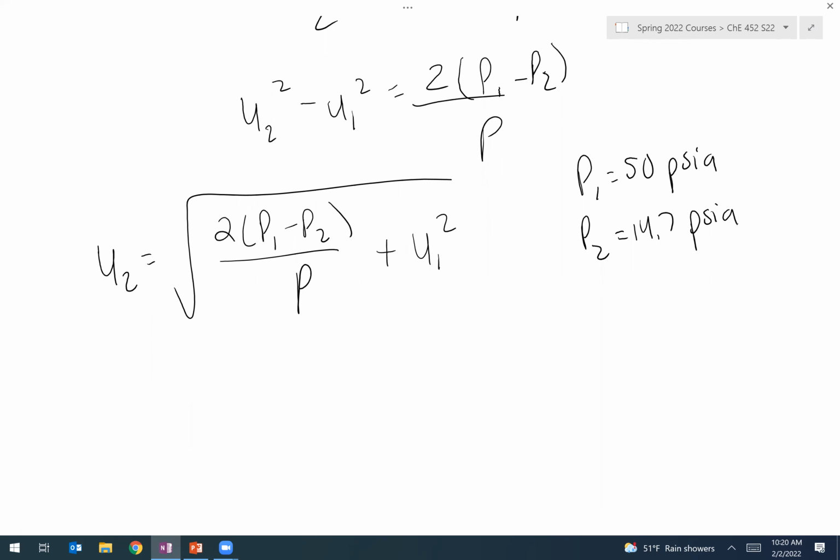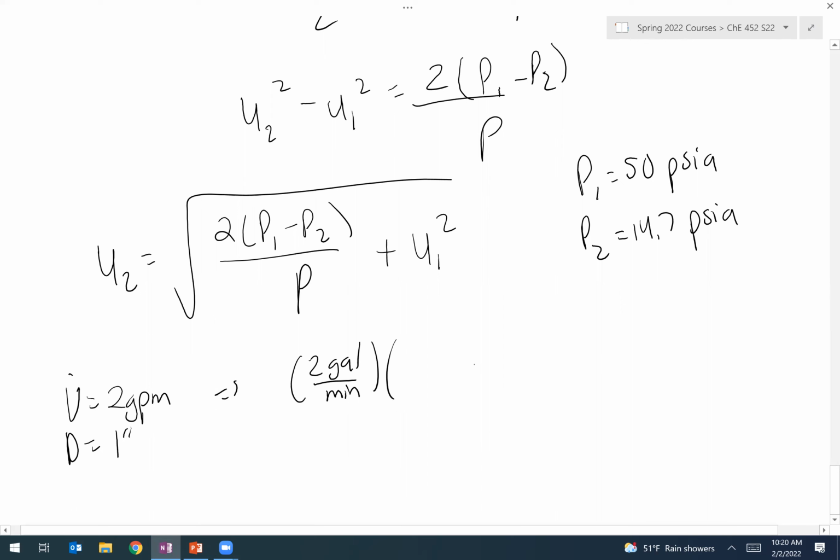Well, I don't have U1, but I have some information I can use to solve for U1. I know that my flow rate is 2 gallons per minute. And I know that the diameter of the pipe is 1 inch. So I can convert my flow rate from gallons per minute to cubic feet per second, saying there's 7.48 gallons in 1 cubic foot. And in 1 minute, there's 60 seconds. So what did you guys get for your volumetric flow rate?